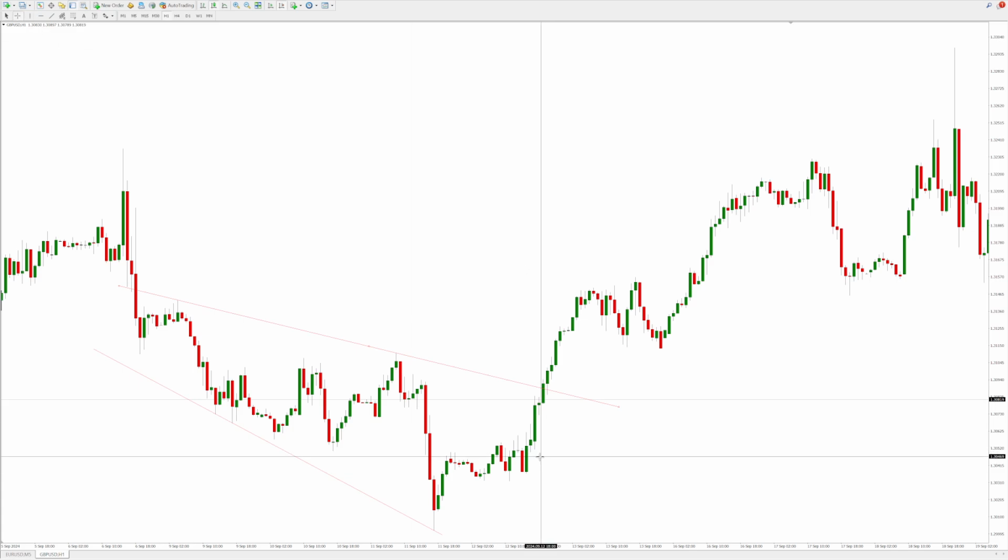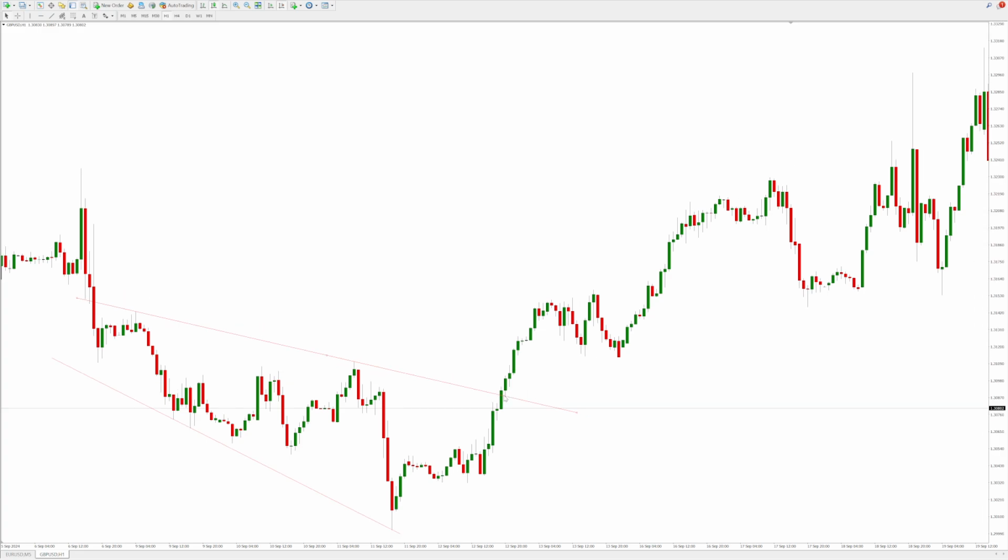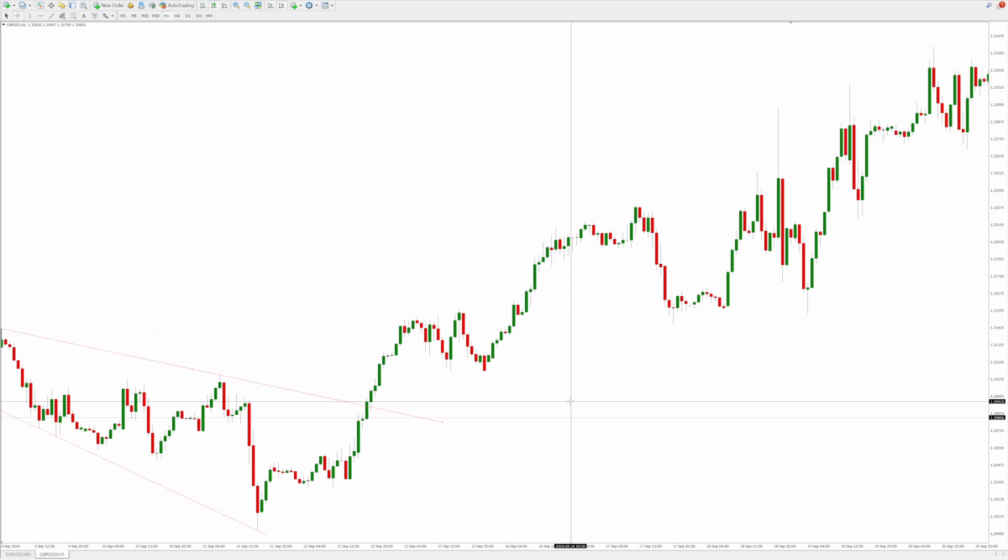You wouldn't necessarily want to have a 50 pip stop loss and then try and take 20 pips, because one loss will wipe out 2 plus winning trades. So try and keep the stop loss as tight as possible, whilst giving the trade room to breathe. And yeah, this would have been a great trade.